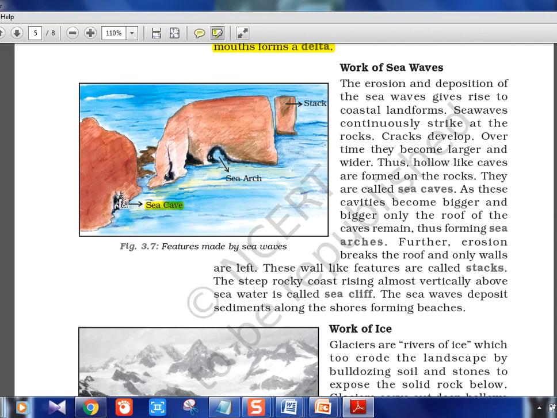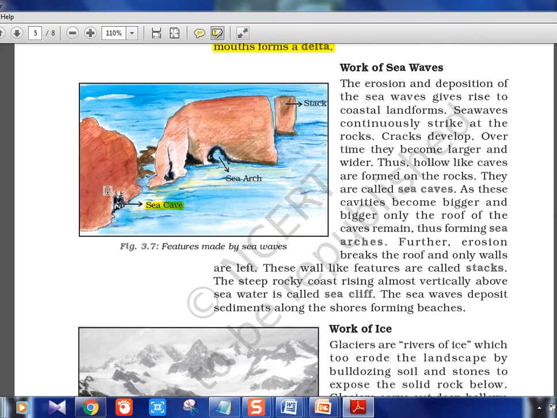So a sea cave is formed. But sometimes the waves become so harsh that they go right through it, and you can see the other side of the sea or ocean. That is a sea arch, like an arch is formed. Suppose waves and tides keep hitting and this entire top portion is broken off, then only the rectangular portion will be left. That is a stack. So three examples: sea cave, sea arch, stack.